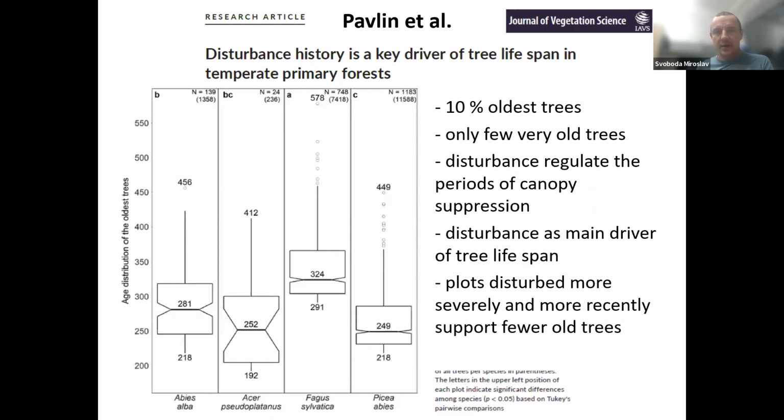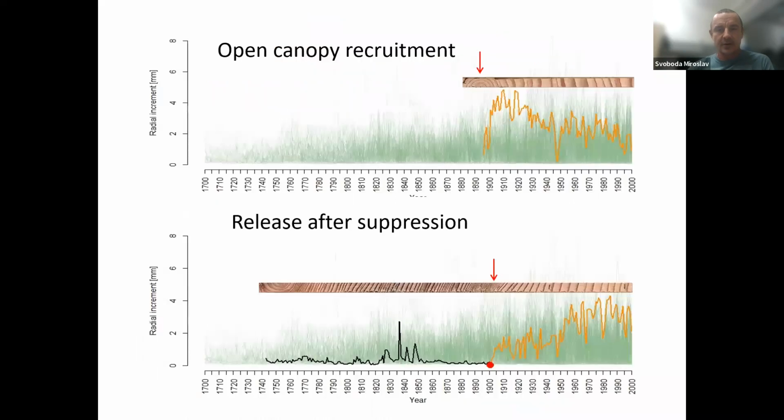But what we did find was the effect of the disturbances. Basically, plots which had more severe disturbances had fewer older trees. And also, what's quite important and interesting is that the disturbances regulate the growth in terms of regulating the periods of suppression. If you remember, we discussed that this very slow growth, which we call suppression, is actually partly regulated by the disturbances and by the stand structure.